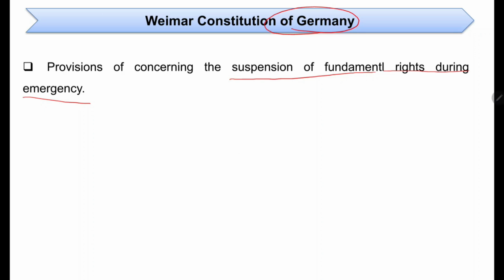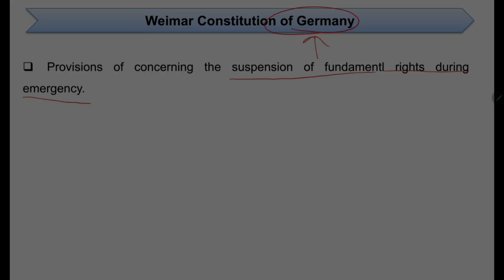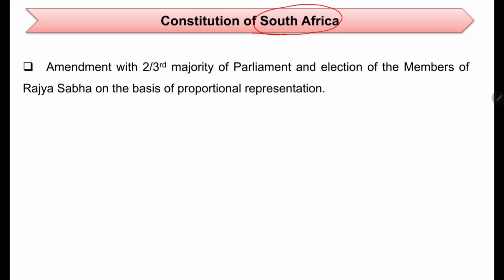So this we have borrowed from which country? From Germany. Now, the Constitution of South Africa. What we have borrowed from the Constitution of South Africa is the procedure for amendment with a 2/3 majority of Parliament, and the election of the members of Rajya Sabha on the basis of proportional representation. So we have borrowed these two features.